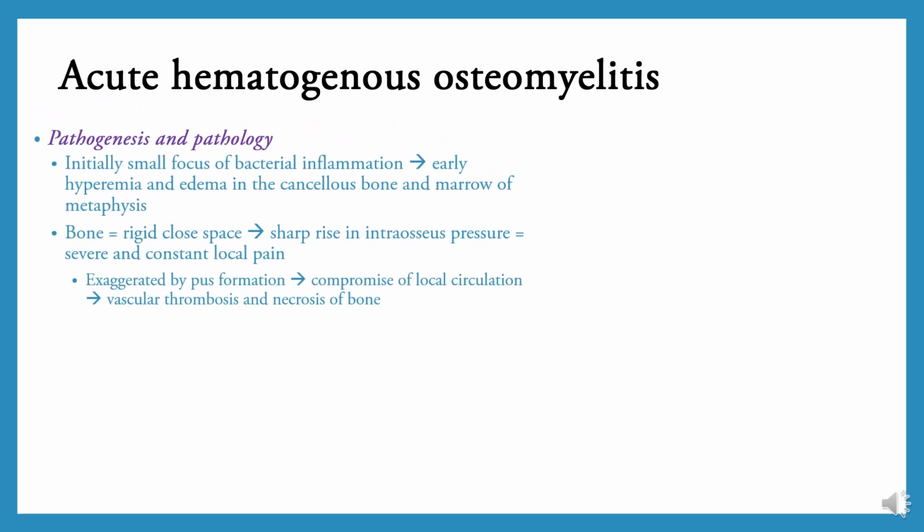The pathogenesis and pathology: initially small focus of bacterial inflammation, early hyperemia and edema in the cancellous bone and marrow of metaphysis. Bone is a rigid closed space, therefore a sharp rise in intraosseous pressure results in severe and constant local pain. It could also be exaggerated by pus formation, compromise of local circulation, and result in vascular thrombosis and necrosis of bone.